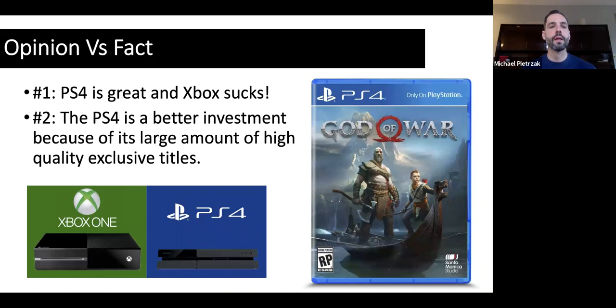Again here, opinion versus facts. So PS4 is great and Xbox sucks. If you make that argument anywhere, you're going to sound like a doofus, right? Whereas if you say something like the PS4 is a better investment because of its large amount of high quality exclusive titles, okay, now this is an argument. It's not just an opinion.